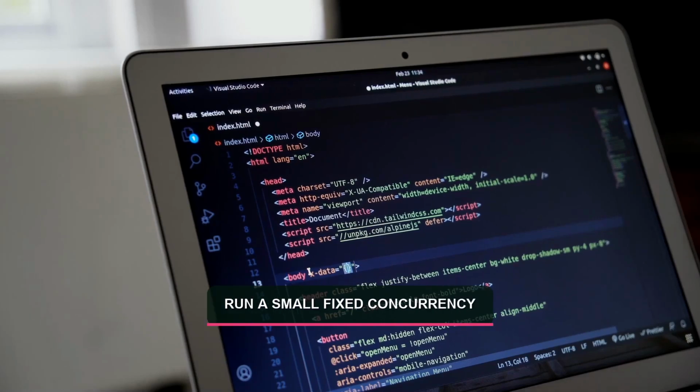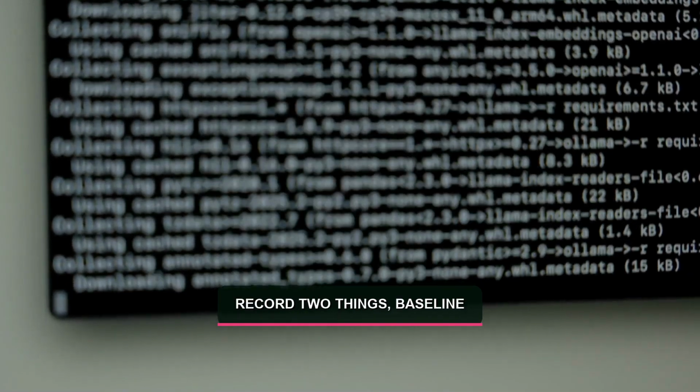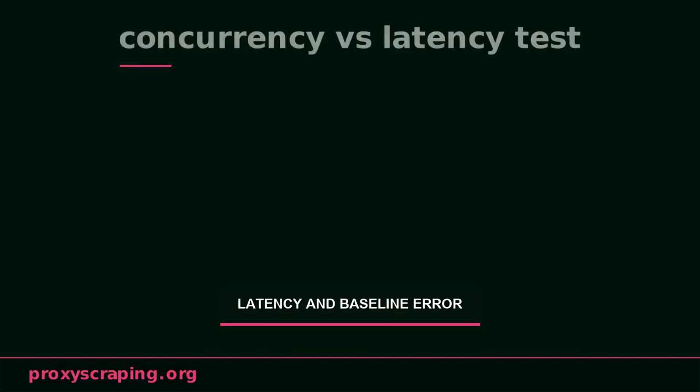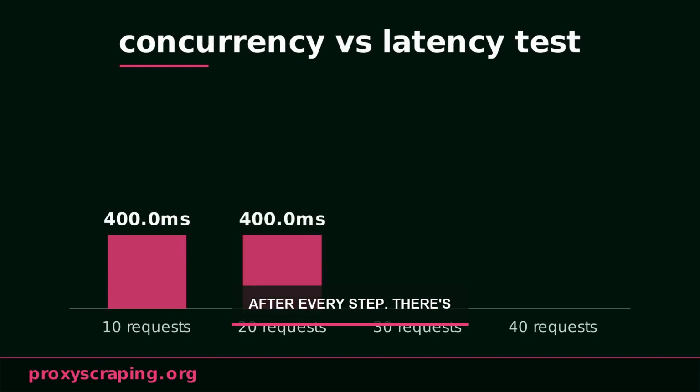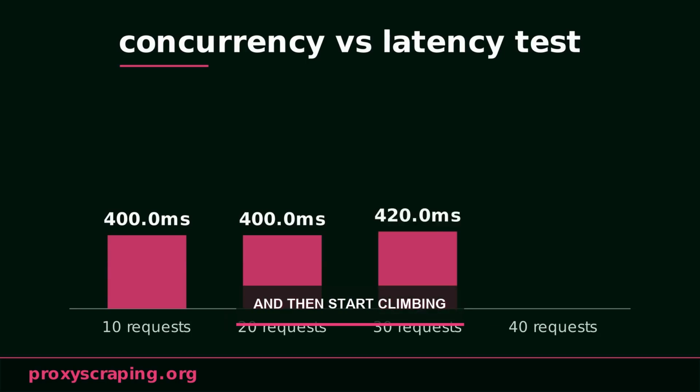Start low, run a small fixed concurrency against the target, and just record 2 things: baseline latency and baseline error rate before you touch anything else. Then step concurrency up gradually in small increments, watching those same 2 numbers after every step. There's almost always a point where latency and error rate stay basically flat for a while, request after request, and then start climbing sharply rather than gradually. That's the number you're actually looking for.